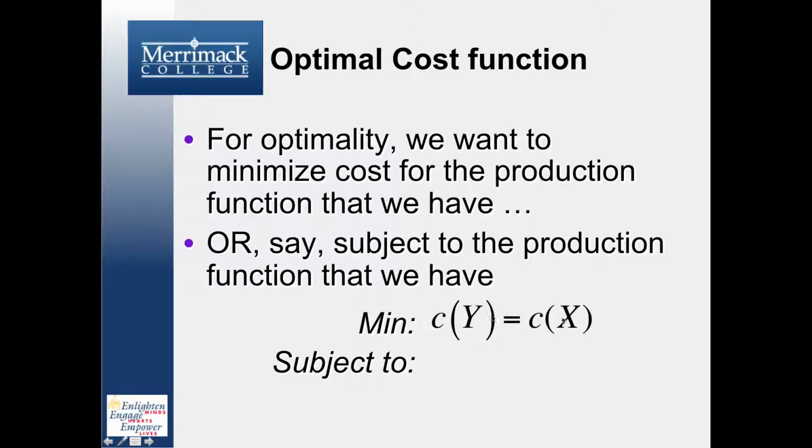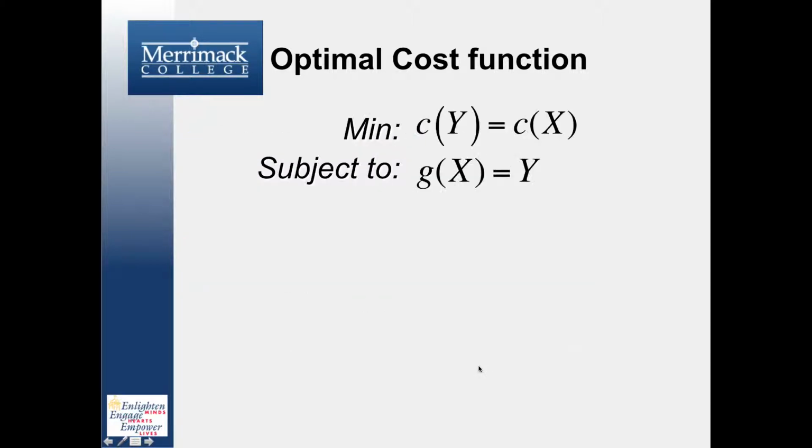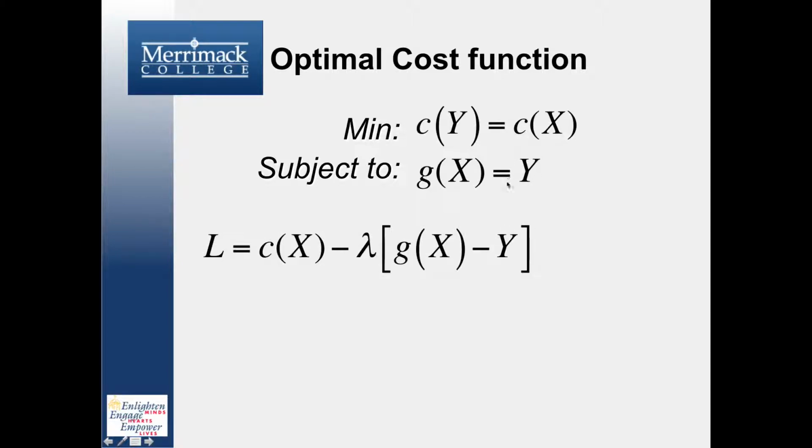So the cost function is really just the cost function from before, the combination of x's. But that's subject to the production function, where the output is y, and that's another combination of x's. So typically we have just these two things: one constraint, and it's an equality. So it's a little easier than the other stuff we were talking about before. This is the Lagrangian that sets this up.